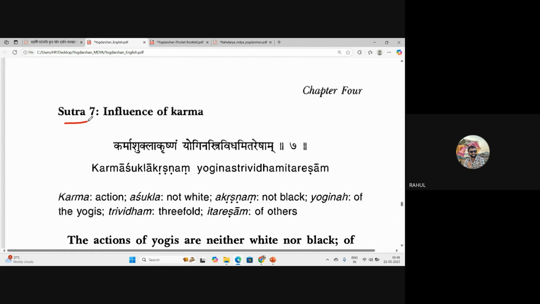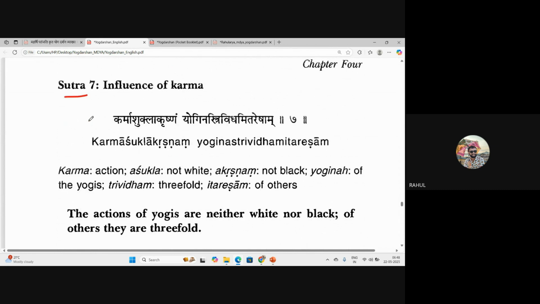Sutra number 7. Now, why? How is it possible? The answer is in the sutra. How is samadhi not making impressions? Sutra number 7: Karma ashukla krishnam yoginas trividham itaresham.